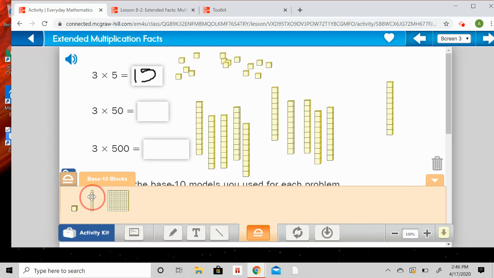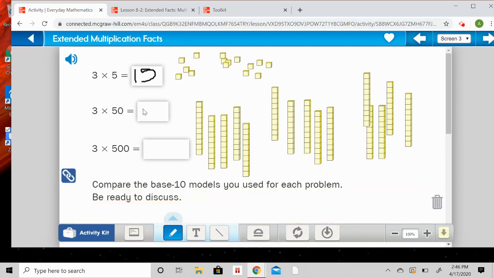10, 20, 30. It's on top of that. 40. Move that so I can see it better. 50. Now, I'm going to count by tens. 10, 20, 30, 40, 50, 60, 70, 80, 90, 100, 110, 120, 130, 140, 150. So 3 times 50 is 150.